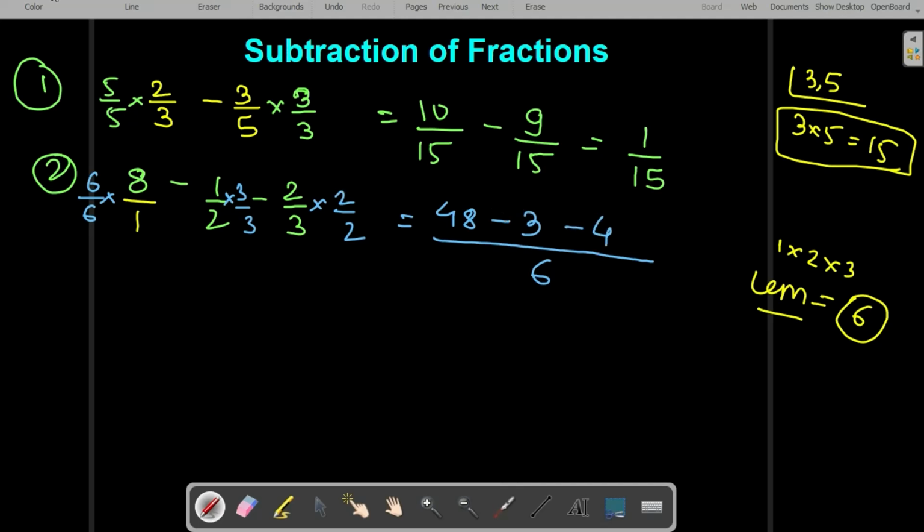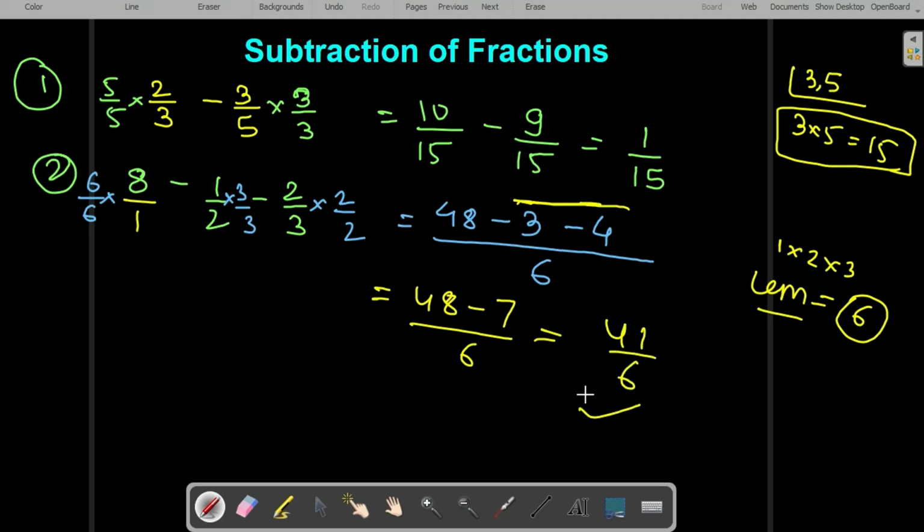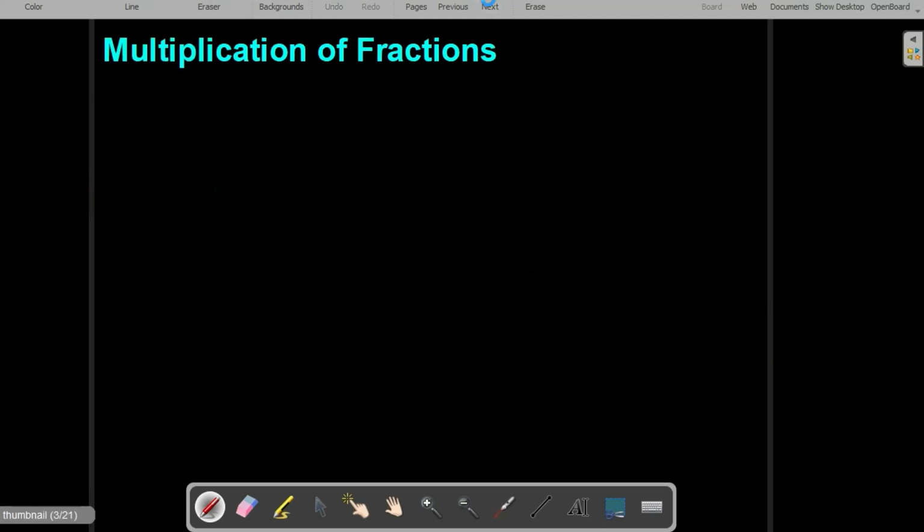Now these two are like terms. If you'll see here, minus 3 and minus 4 are both like terms. So we have to add them here. The sign will be the same. Minus 3 plus 4 is 7. 48 minus 7 is 41 upon 6. This way we can do the subtraction.